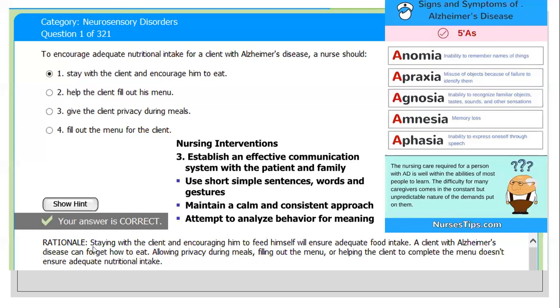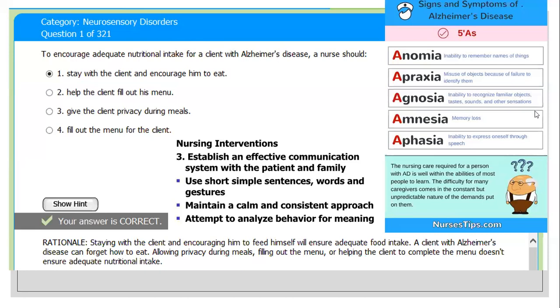What is the rationale? Staying with the client and encouraging him to feed himself will ensure adequate food intake. Because they are forgetful, with memory loss, they forget to finish all kinds of food. Nutrition is very important for them. A client with Alzheimer's disease can forget how to eat. Also, allowing privacy during the meal or filling out the menu or helping the client to complete the menu does not ensure adequate nutritional intake. So the examiner is asking about nutritional intake for Alzheimer's disease.